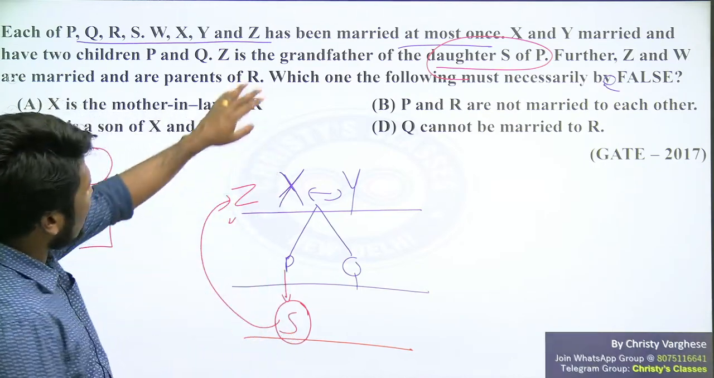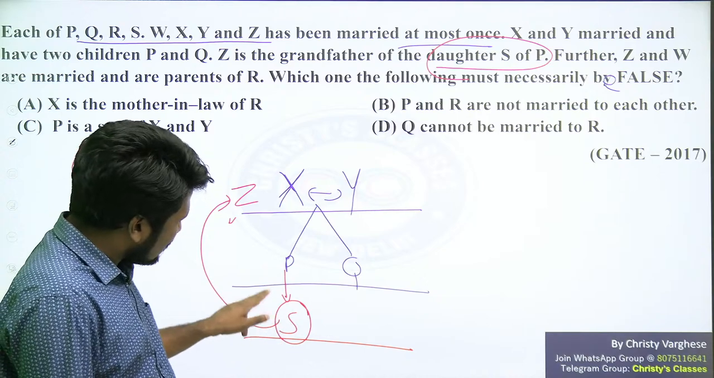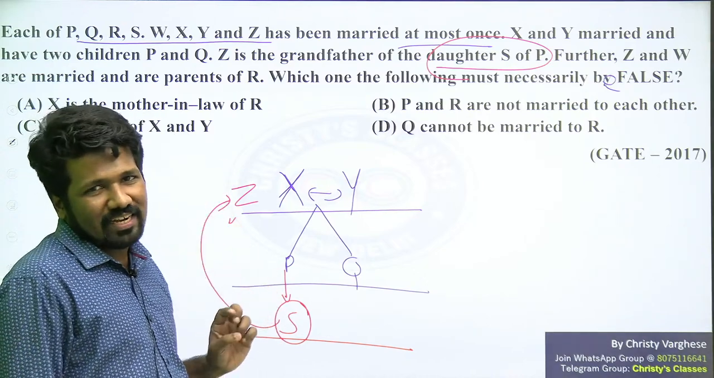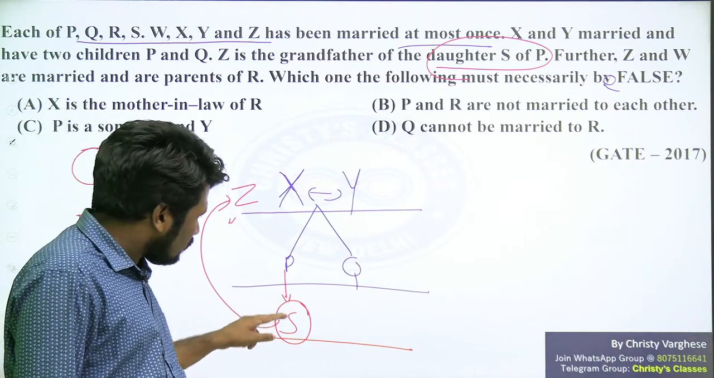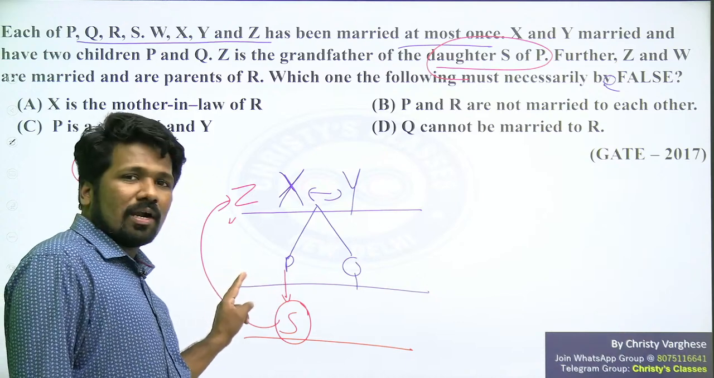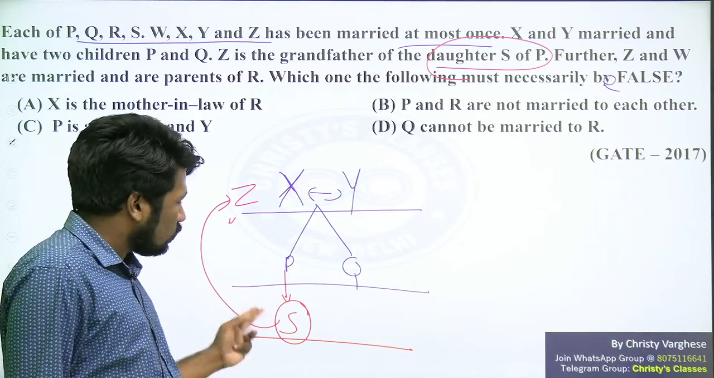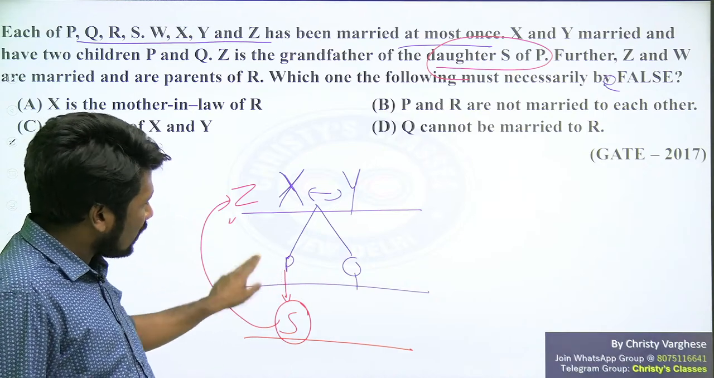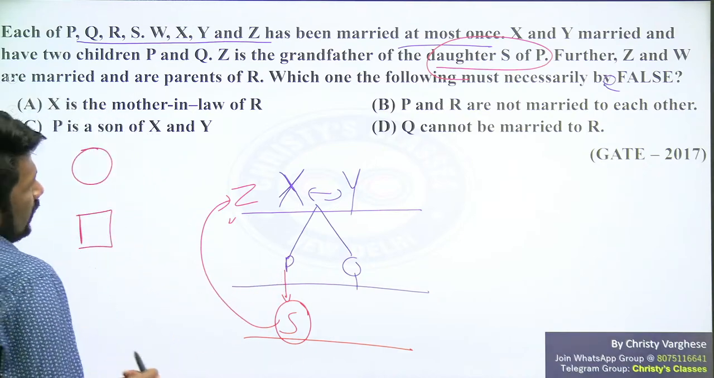Okay, anyway, here for grandfather, you should understand, S's father's father can be Z, S's mother's father can also be Z. S's father can be P, S's father can be P's partner also. We don't know who is the father, who is the mother. Again, currently we don't know who is the partner of P. So let us read further.